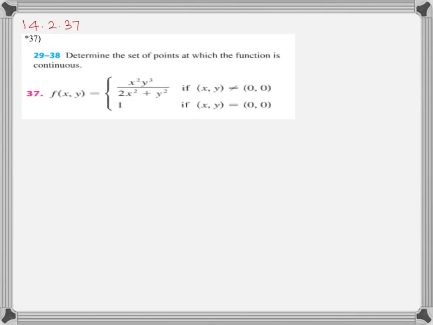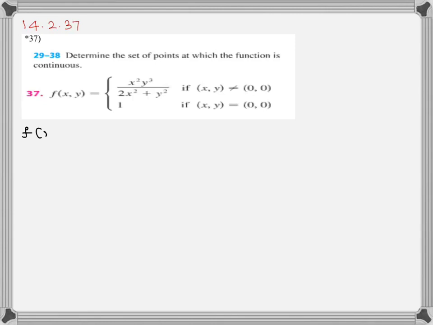Hi, in this video, I will be showing you problem number 37 of chapter 14, section 2. Determine the set of points at which the function is continuous. f of x y is a piecewise defined function: x squared y cubed divided by 2x squared plus y squared, if (x, y) is not equal to (0, 0), and the second piece is 1, which means f of x y equals 1 if (x, y) is equal to (0, 0).